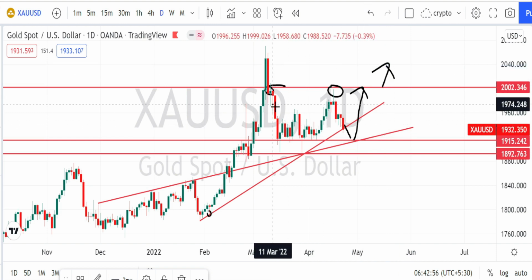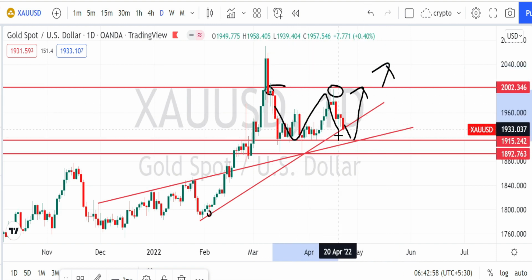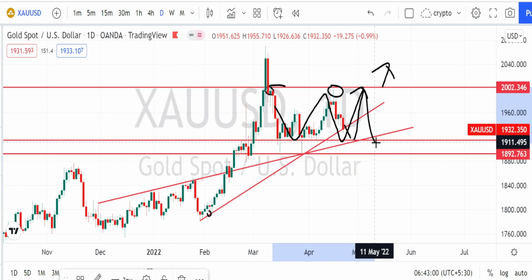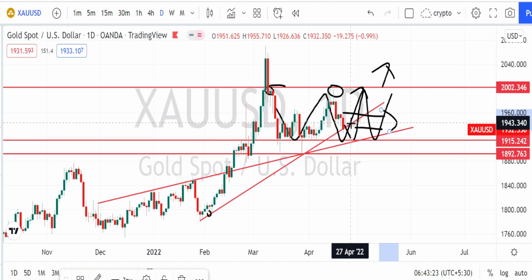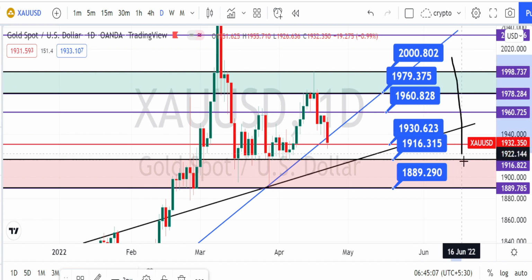Otherwise we can expect the price action to trade between this resistance and support levels. It will be a sideways market. Let me mark the support and resistance levels for daily time frame. So these are all the resistance and support levels for daily time frame.